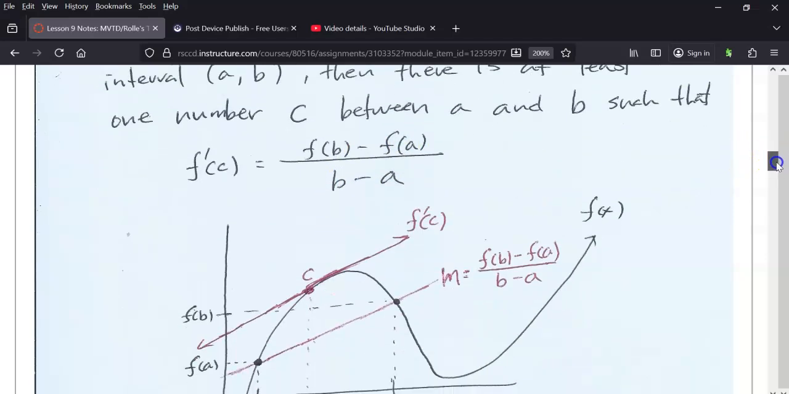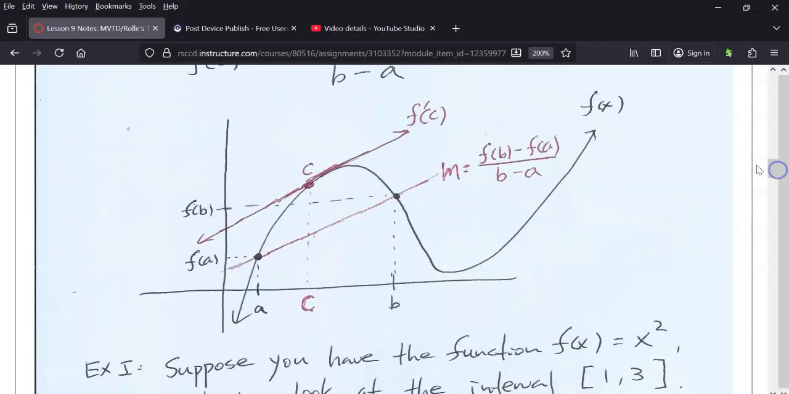Now, what does that mean? Let's take a look at the picture. This might help. Say you have a function f of x here, and we're going to pick 2 points randomly on this function, a and b. Now we know that a and b are in some interval, and in this interval the function is continuous. That's important. It has to be continuous.